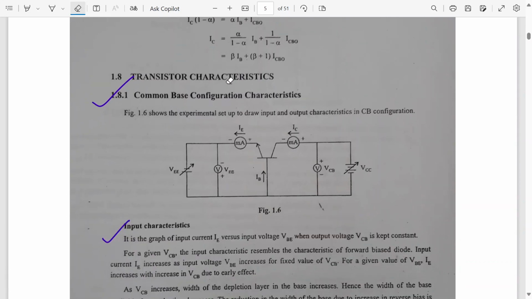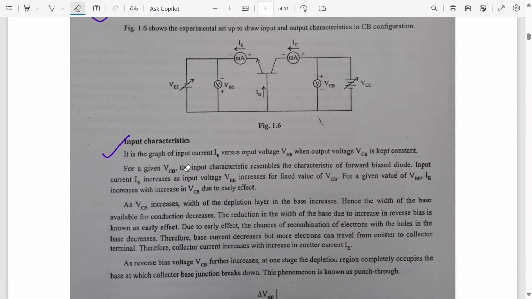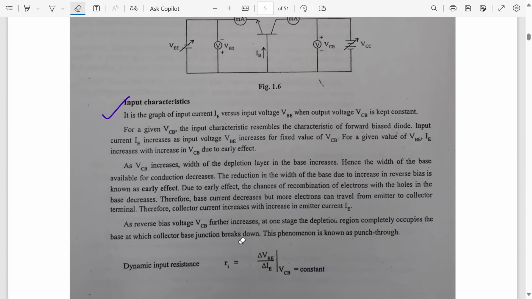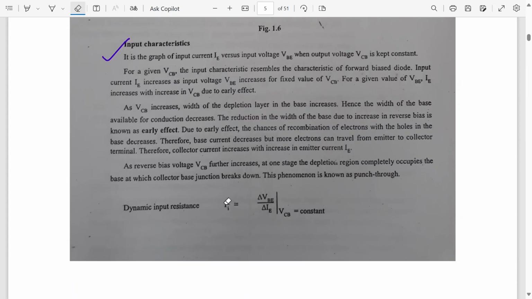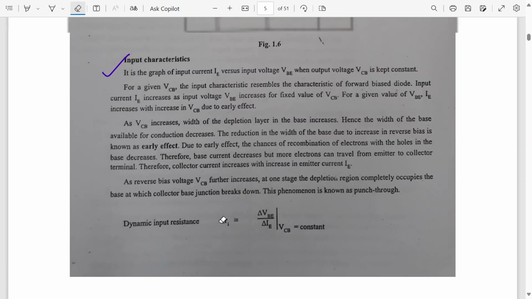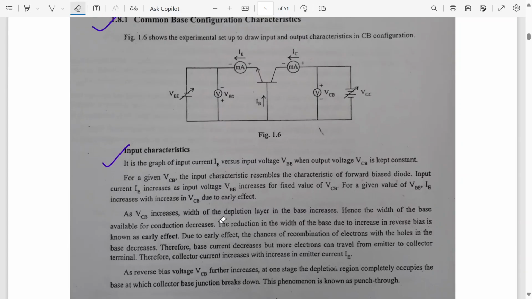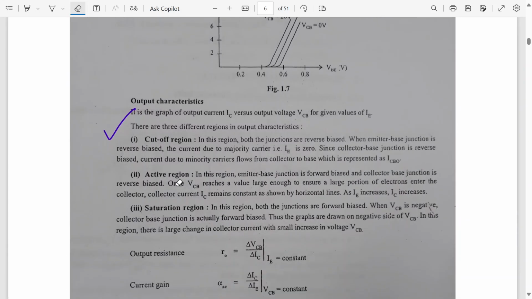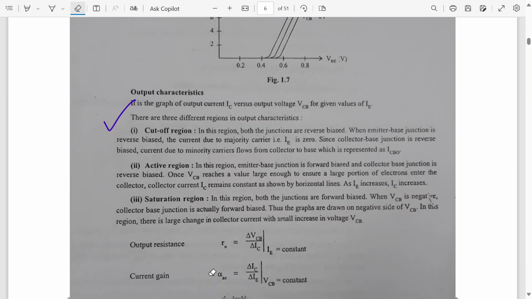Then comes the transistor characteristics. I explained the characteristics today, right? This is the working of it, so you can check on it. The input resistance is the same. So if you get time to read, you can read, or else just remember the characteristics. This is the output characteristics and its description. So you can refer to this point. Are you understanding? Yes or no?